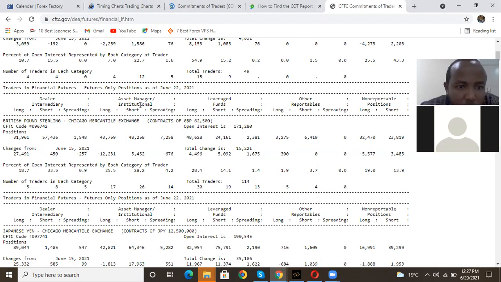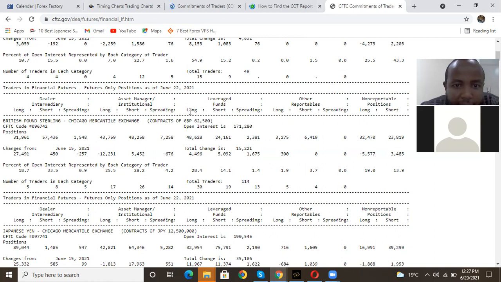This is the asset manager. These are the big guys. How much are they holding on long? 43,000, and I'm seeing 48,000 short. Changes, then open interest, I'm seeing 25.8, 28.2. Then leverage funds, these are the hedge funds, the blue line.